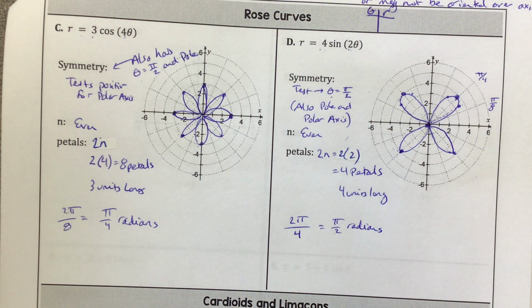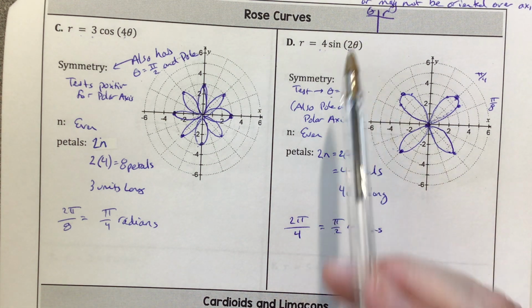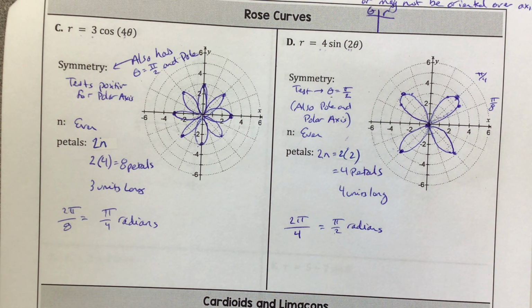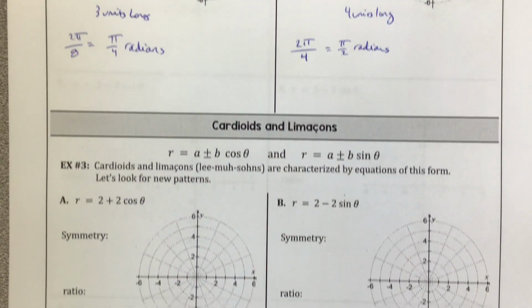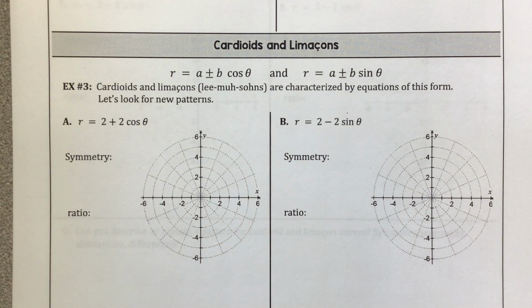All right, so it is a little bit of a pain in the neck when we end up having to do symmetry tests and plot points. It happens for these Rose curves with an even n value. But let's talk about some more graphs where I do not have to build tables of values.